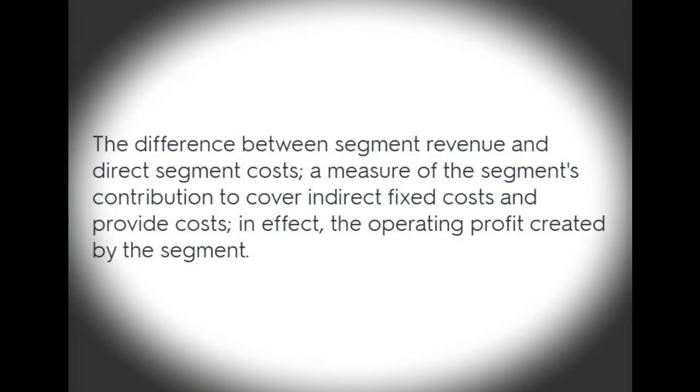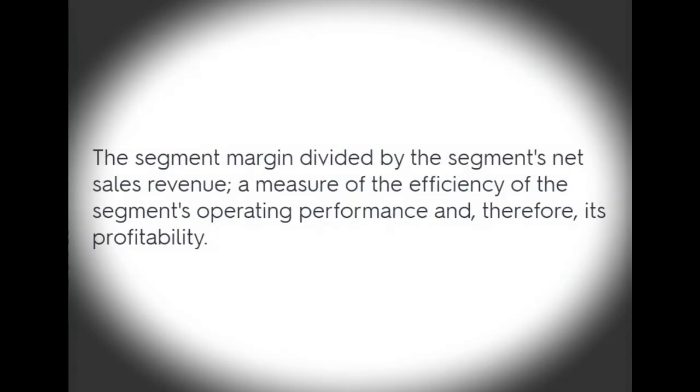Segment margin statement. A profit and loss statement that identifies costs directly chargeable to a segment and further divides them into variable and fixed cost behavior patterns. Segment margins. The difference between segment revenue and direct segment costs, a measure of the segment's contribution to cover indirect fixed costs and provide, in effect, the operating profit created by the segment. Segment margin ratios. The segment margin divided by the segment's net sales revenue, a measure of the efficiency of the segment's operating performance and, therefore, its profitability.